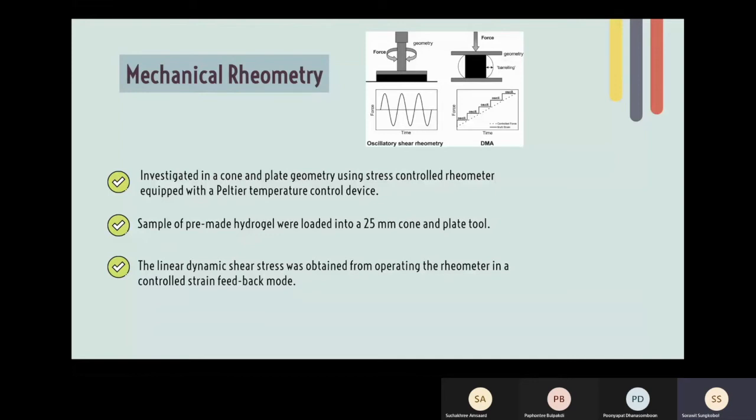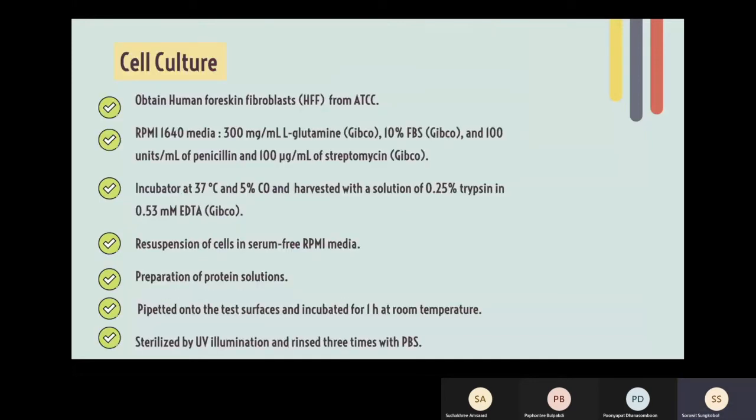Next slide, please. The cell culture. We obtained the human foreskin fibroblast, or HFF, from the ATCC in RPMI 1640 media. After that, we incubated it at 37 degrees Celsius and harvested with a solution of trypsin. Then we resuspended the cells, sterilized by UV illumination, and rinsed 3 times with PBS.